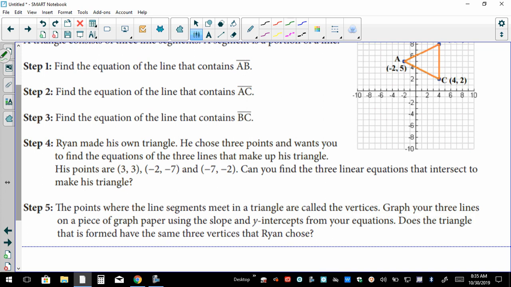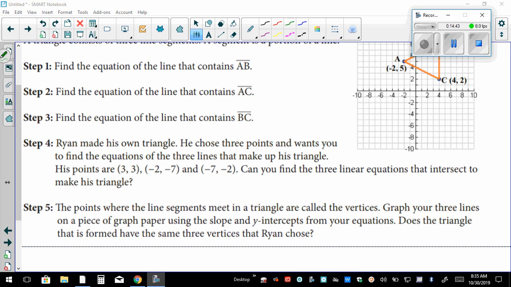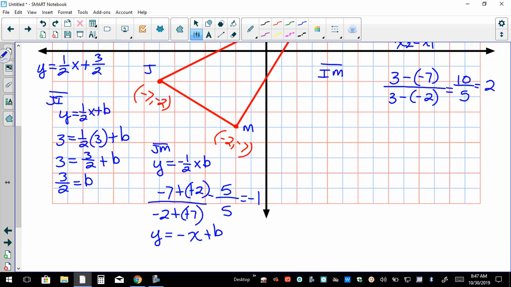Okay. You can use this -7, -2, or you can use -2, -7. But you have to put them in the right spot. One's y, one's x. Right?